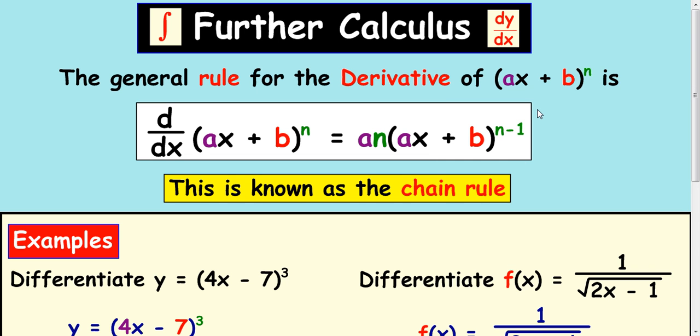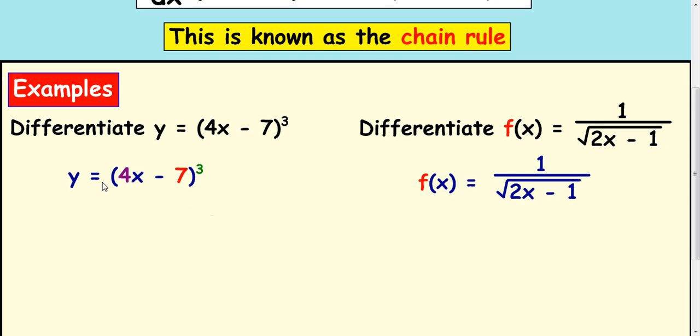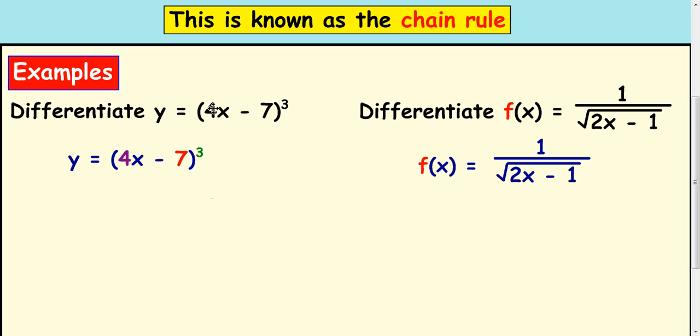In this lesson we're going to look at the chain rule in more detail and look at some examples. So first example, if we want to differentiate y equals (4x minus 7) to the power 3, the first thing we want to do is multiply down by the 3 and reduce the power to a 2, keeping the bracket as it is. So like that.